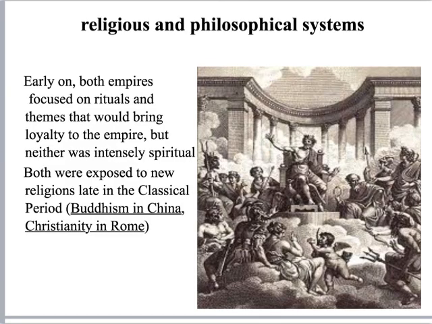Early on, both empires focused on rituals and themes that would bring loyalty to the empire, but neither was intensely spiritual. Confucianism was more of a philosophy, and of course, the Roman religion, with its polytheistic nature, wasn't particularly focused on spiritualism. But later on, both empires were exposed to new religions late in the classical period: Buddhism in China and Christianity in Rome.